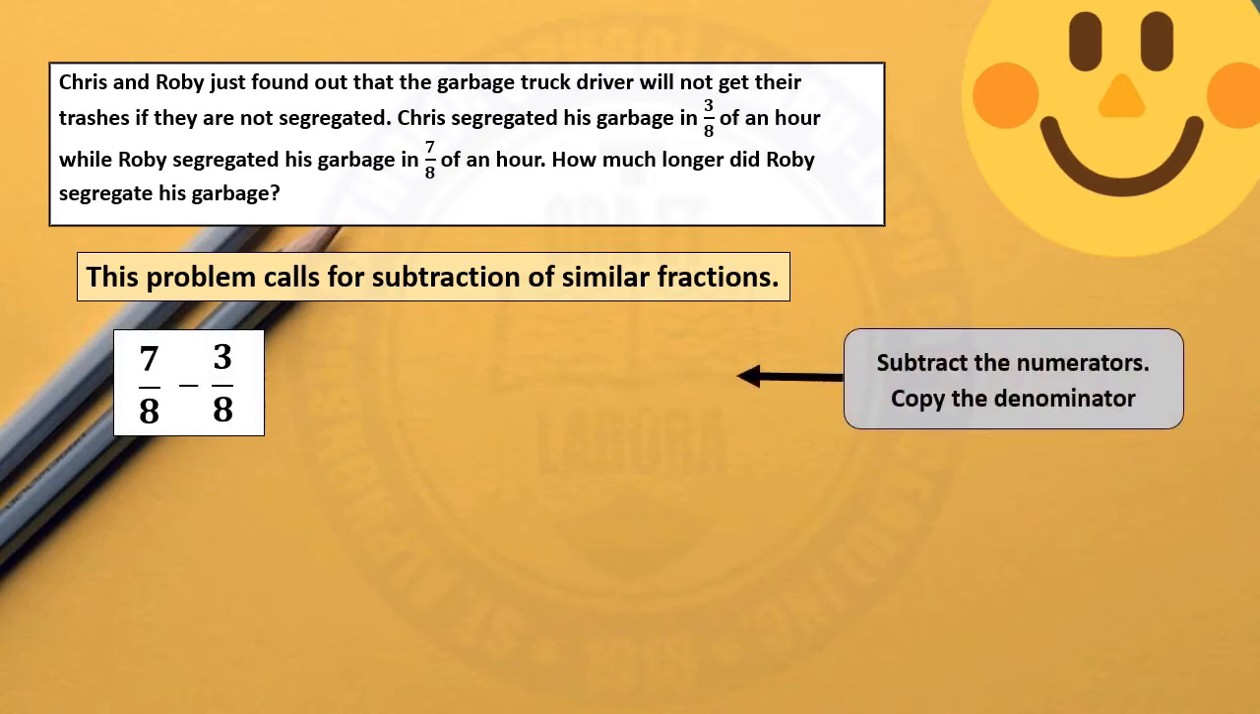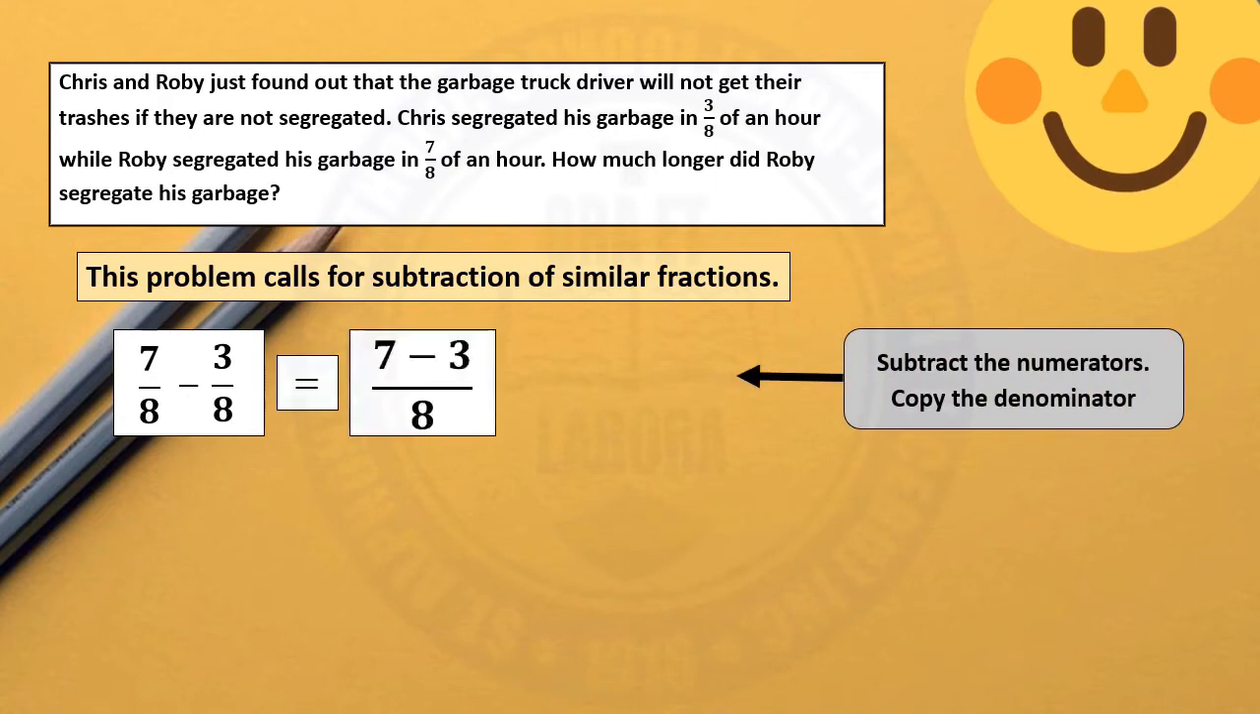We have the given 7 over 8 and 3 over 8. Now, let's follow the steps. Step 1, subtract the numerators. So this will become 7 minus 3 over, copy the denominator, 8. Let's simplify. 7 minus 3 is 4 and copy the denominator 8.